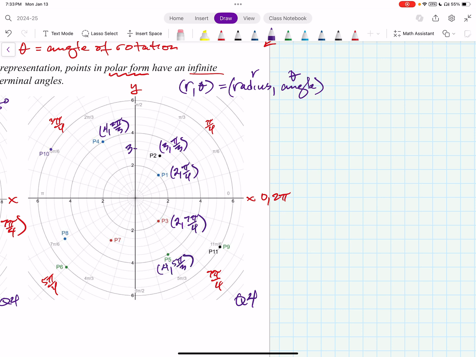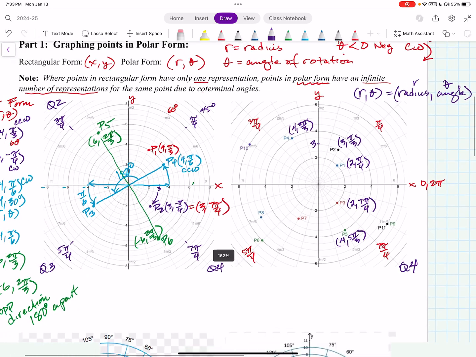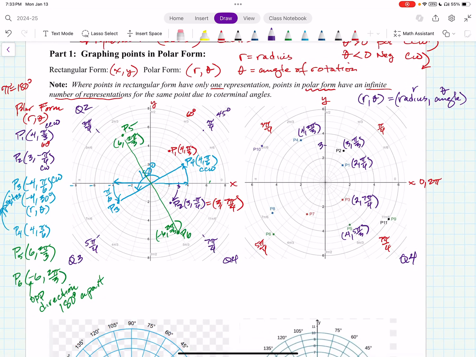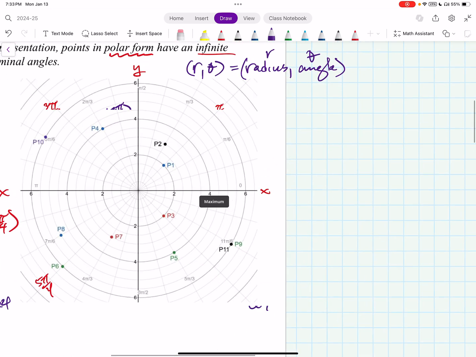So reading the graph is a whole lot easier than graphing a point, but you've got to be able to do both, and that's why I started talking about graphing first, because there are ways to represent the point in other ways, with coterminal angles, as I did with point number 2 in the first graph, or with a negative radius, as I talked about. Okay, so back to this one here.